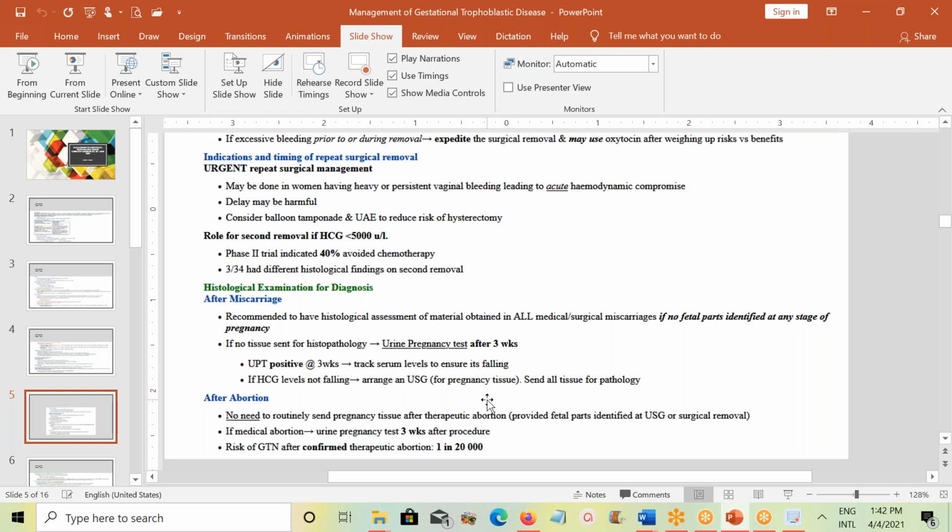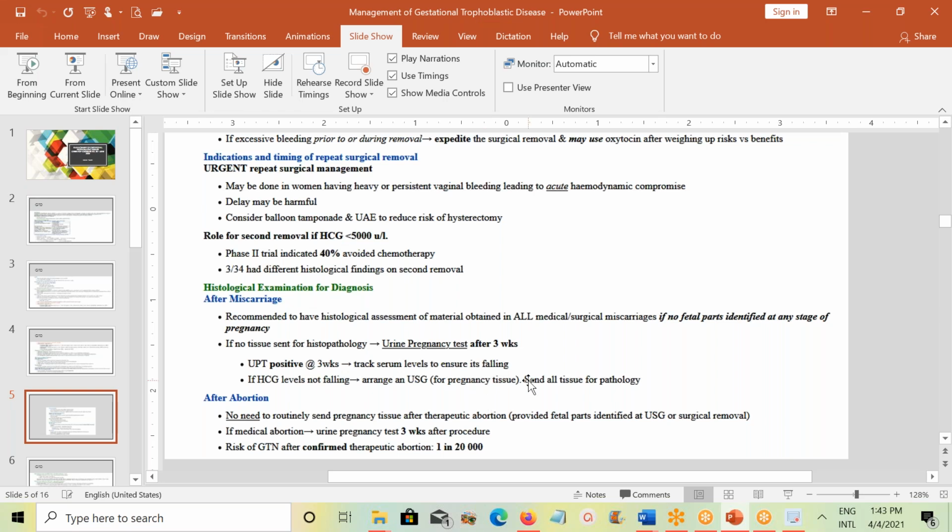The first time you got a complete molar pregnancy. The second time, on histological examination, you found that this is a partial mole or a persistent placental site trophoblastic tumor. So different pathology can be there, and you have to be careful about it. If you're doing the second evacuation, don't think that because you sent the sample the first time, you should not send it the second time. It doesn't matter, the second time also you need to send the sample. That is the point here. It can change your diagnosis also.